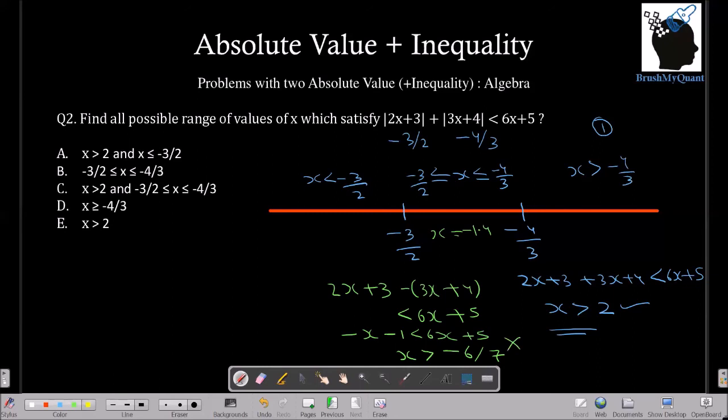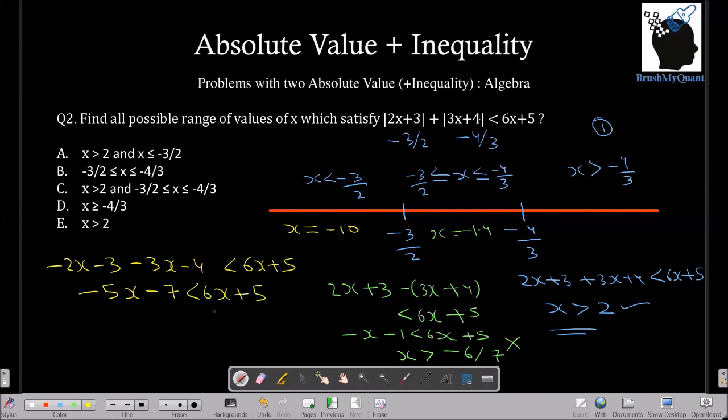Now let's try out a value of x which is less than minus 3 by 2. Let's take a big negative number. Let's say x is equal to minus 10. Definitely the thing inside both absolute values will be negative. So both will open as negative. Minus 3x minus 4 is less than 6x plus 5, which is nothing but minus 5x minus 7 is less than 6x plus 5, or nothing but 11x is greater than minus 12, or x is greater than minus 12 by 11. Definitely that is not true because the condition was x is less than minus 3 by 2. So this is also not correct. So our final answer is x is greater than 2.